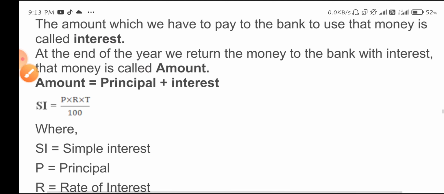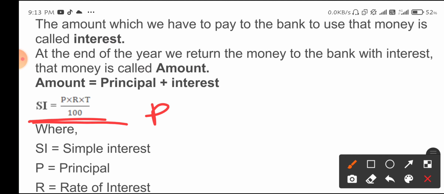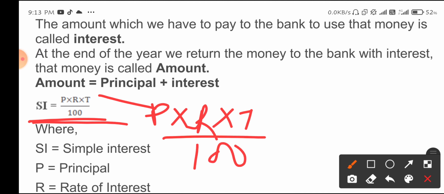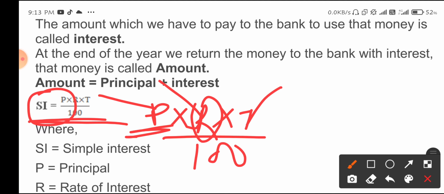देन सिंपल इंटरेस्ट, हाउ टू फाइंड द सिंपल इंटरेस्ट फॉर्मूला, P multiply R multiply T upon 100, whereas P is principal, R is rate of interest and T is टाइम, हमें कितने टाइम के लिए लिया और कितने परसेंटेज से लिया और कितना अमाउंट लिया, दैट विल बी नोन एज सिंपल इंटरेस्ट.